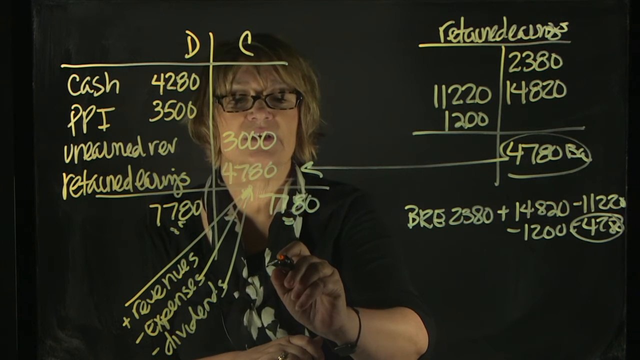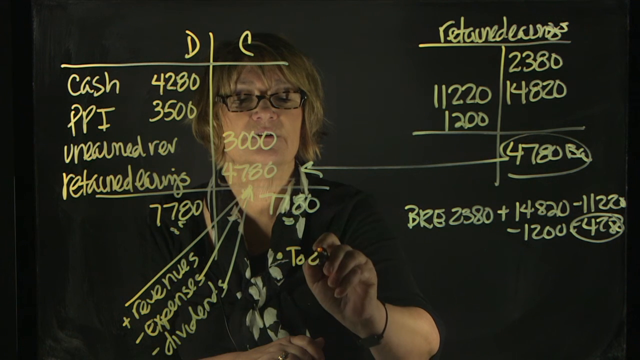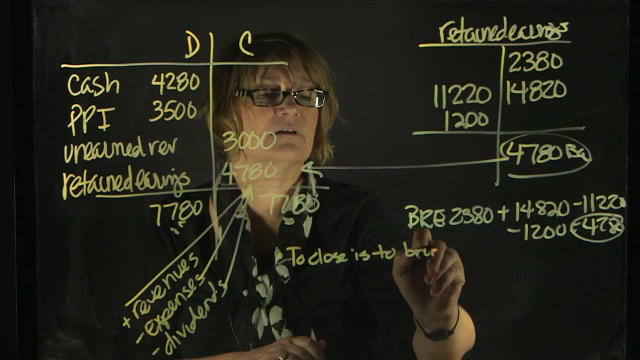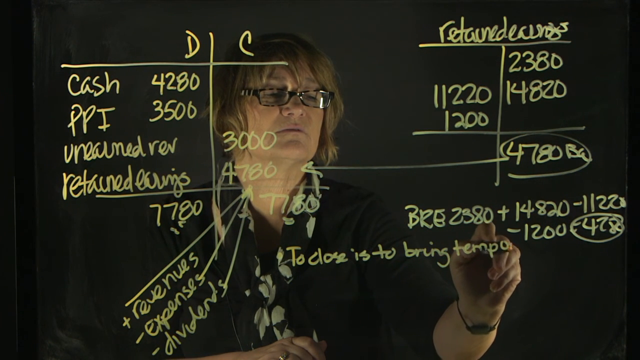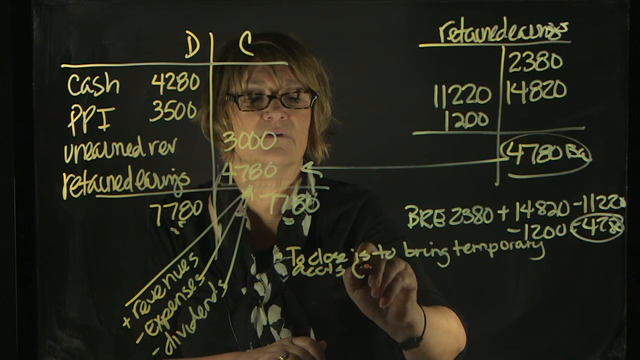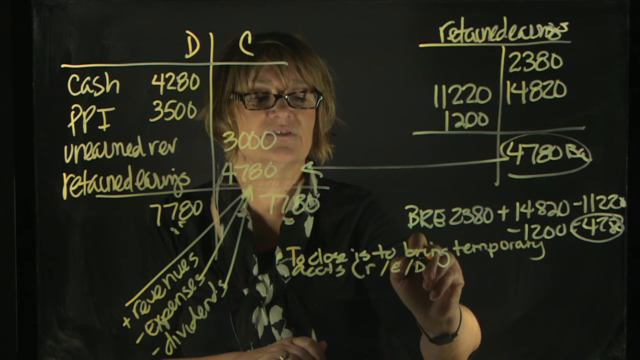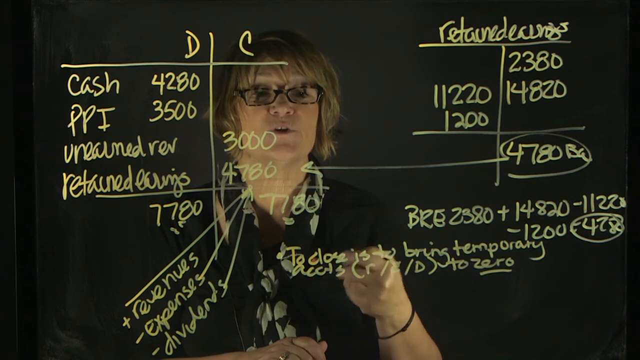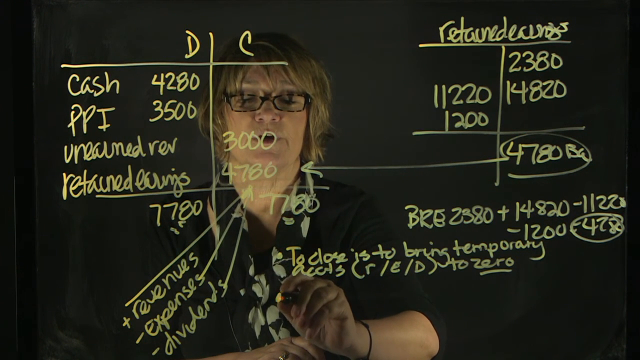So let's summarize the closing process. Okay, so to close is to bring temporary accounts, revenue, expenses, and dividends to 0. In other words, reset them so we can start collecting new information for the new year.